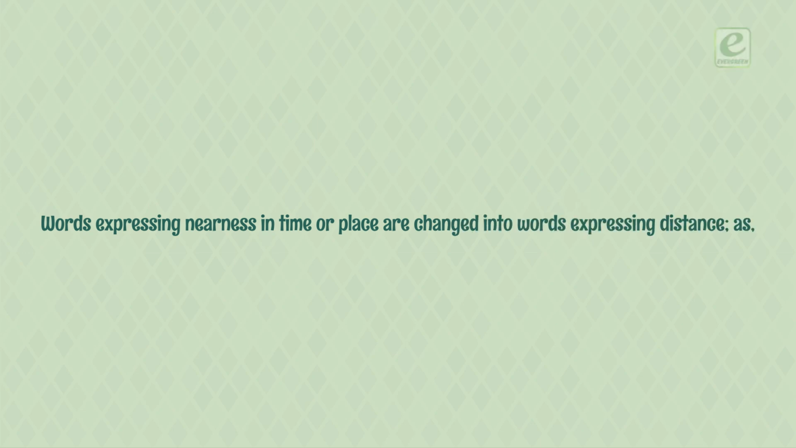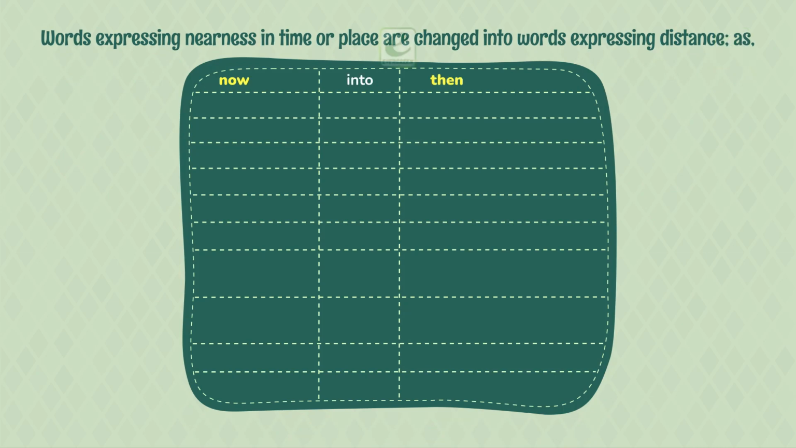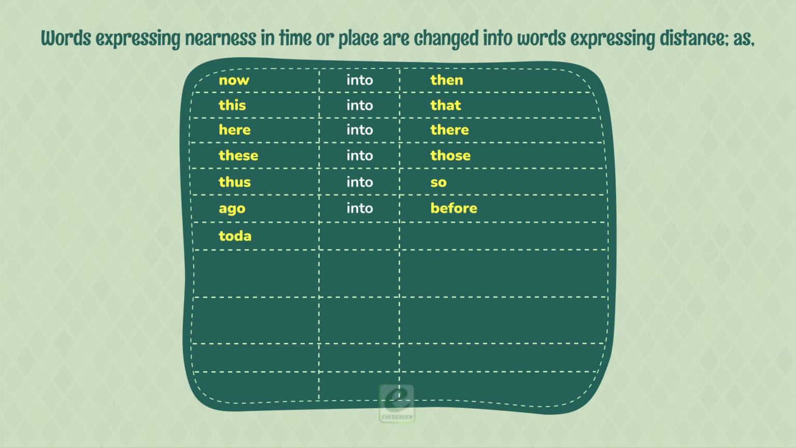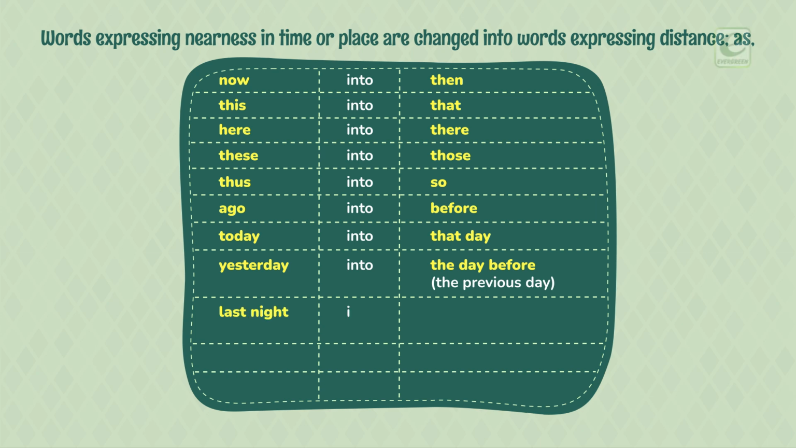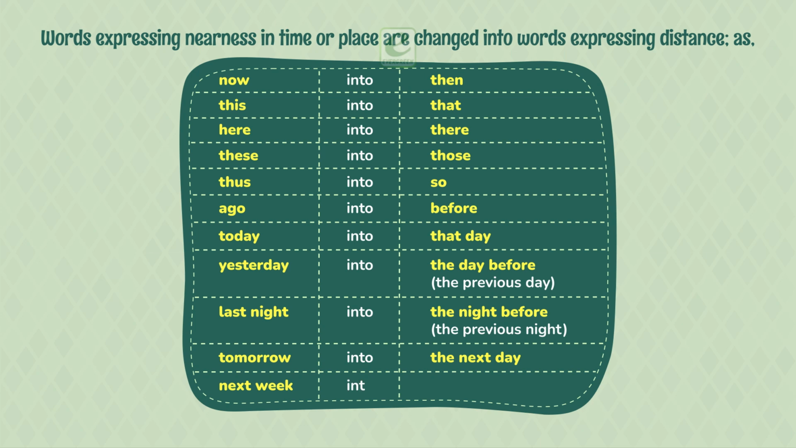Words expressing nearness in time or place are changed into words expressing distance, as now into then, this into that, here into there, these into those, thus into so, ago into before, today into that day, yesterday into the day before, the previous day, last night into the night before, the previous night, tomorrow into the next day, next week into the following week.